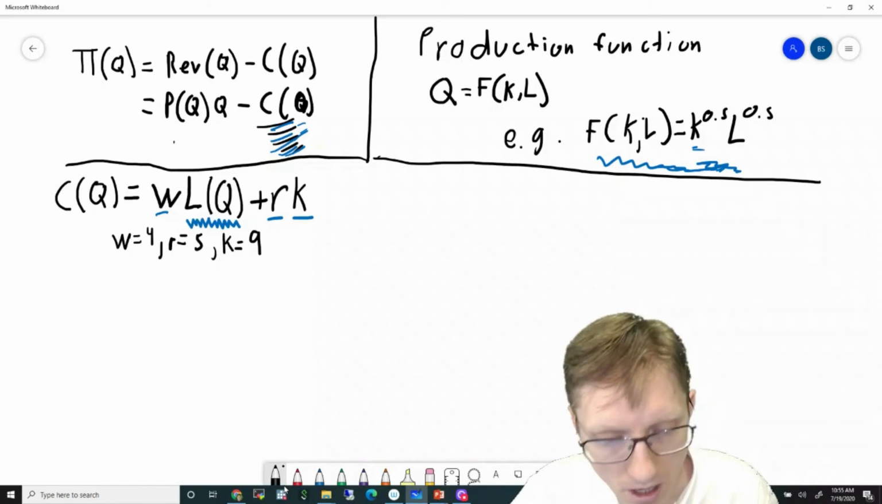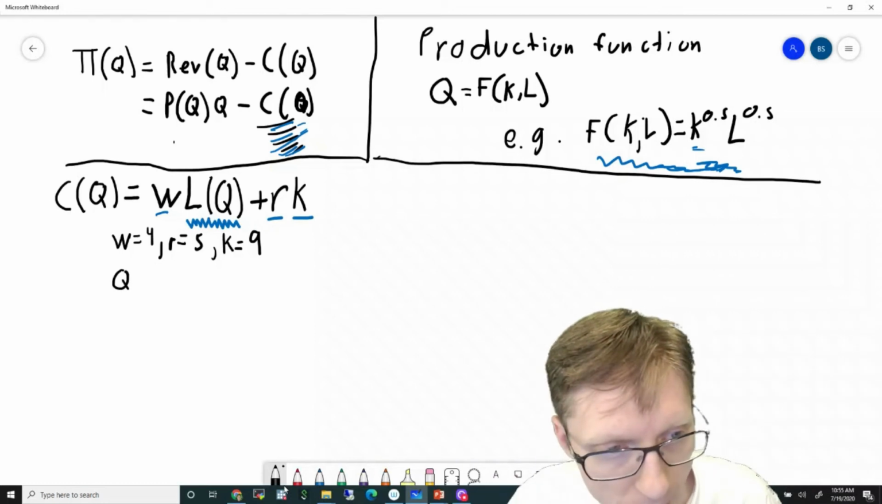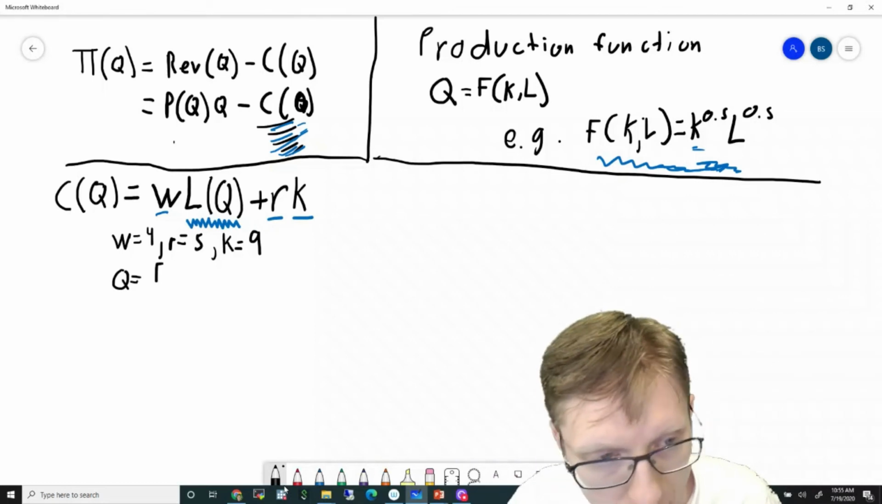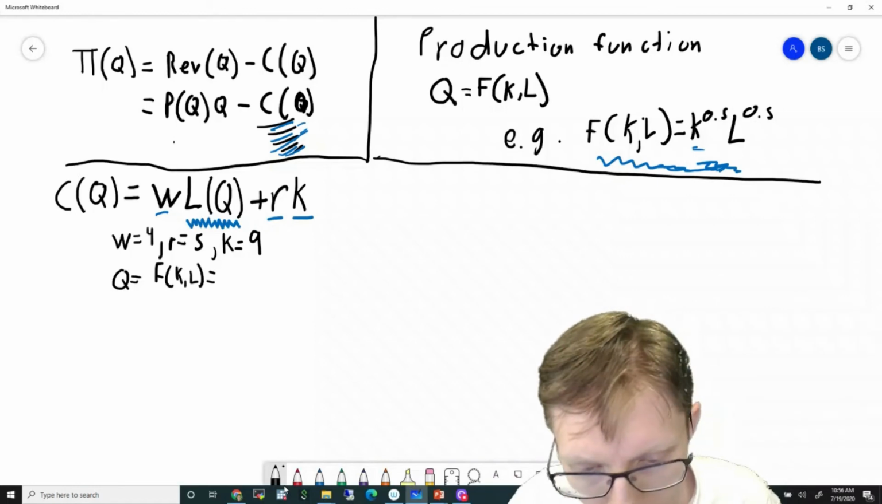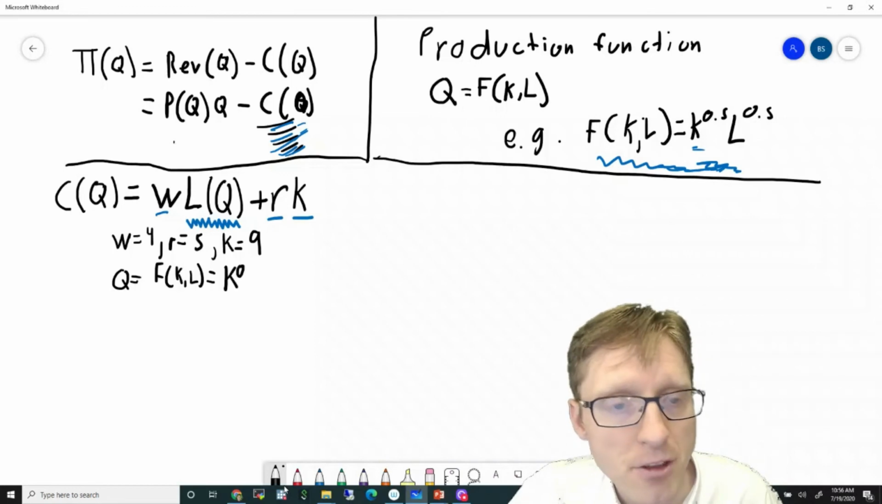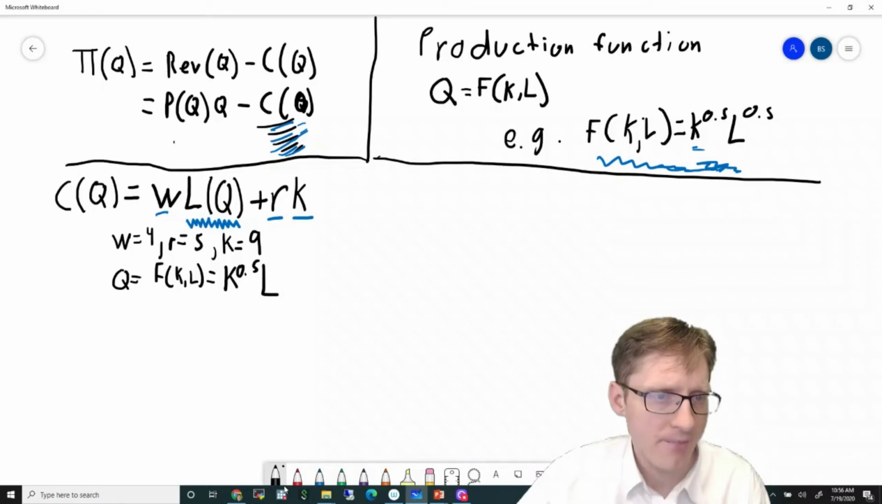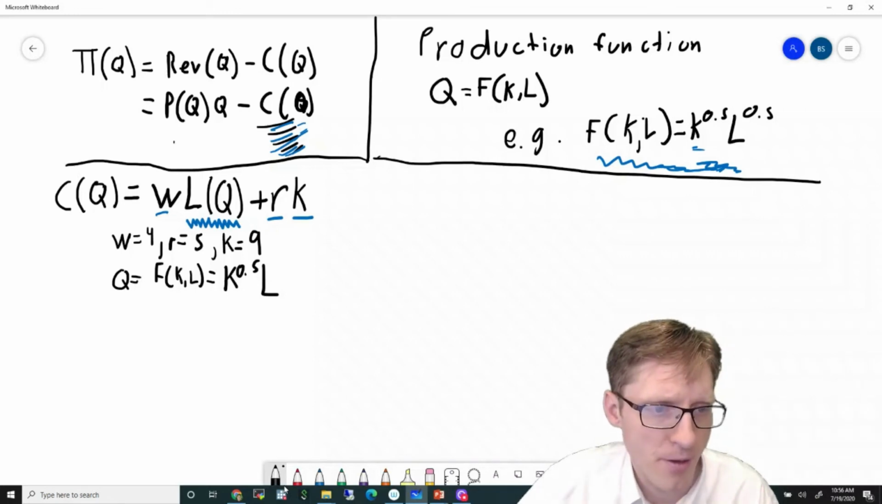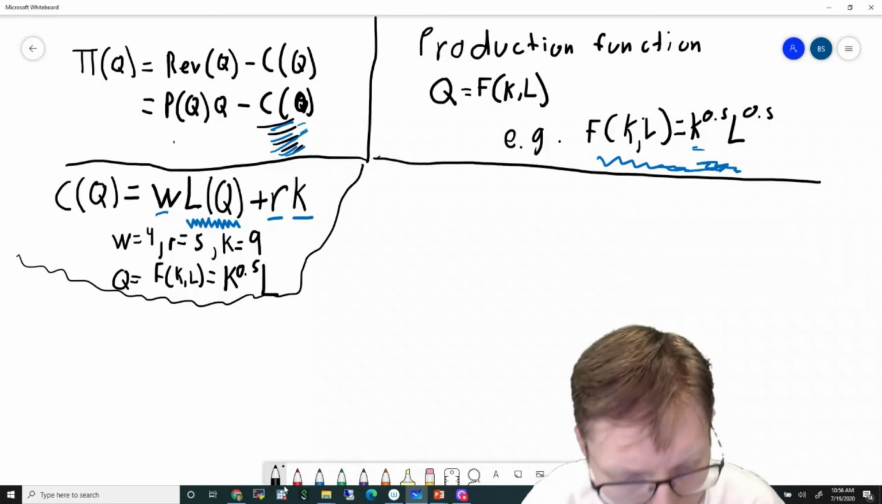Okay, so, there's one other thing I have to do, just to say what the production function is. So the quantity of output is equal to this function of capital and labor, which in this problem we are assuming is equal to K raised to the power of 0.5 times L. Okay. So this is sort of the setup of the problem. And now we're going to try and solve it.